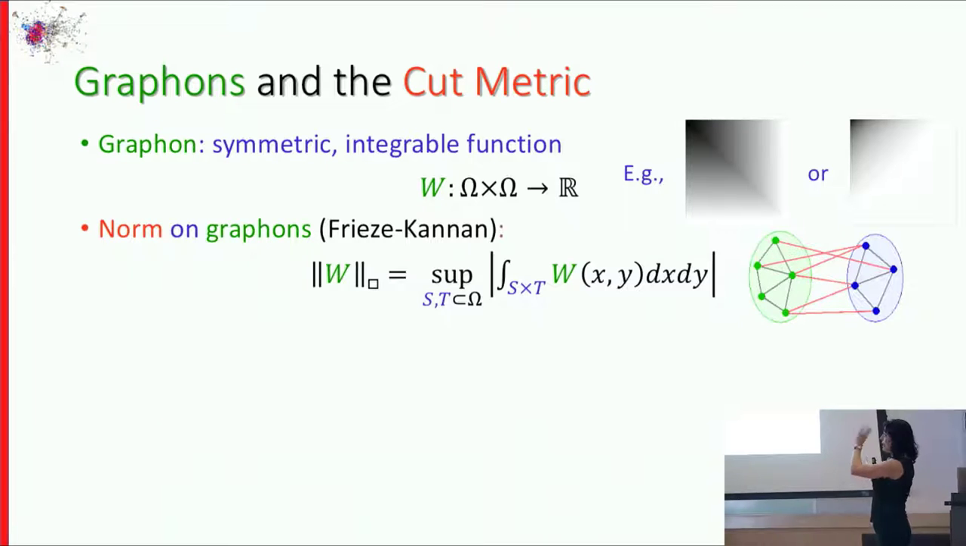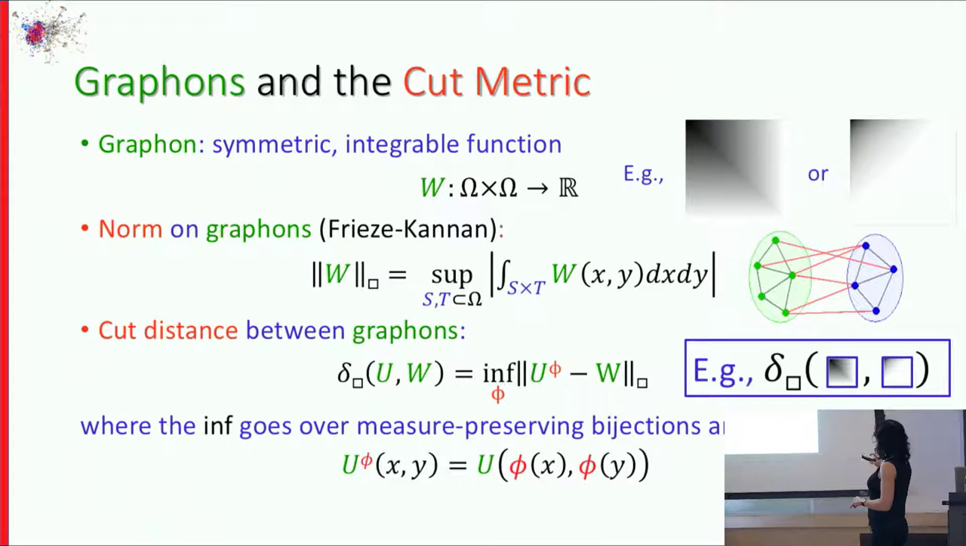I can define the same kind of norm on graphons. Frieze and Kannan had done this before we'd even come up with this notion of graph limits. So here, some function W of x and y, I think of as kind of a continuous version of my adjacency matrix. So I still think of taking a cut and supping over all possible cuts. And so the cut distance between graphons, now instead of minimizing over all permutations, I minimize over all measure preserving bijections, so that I order my vertices in such a way to make this difference as small as it can be.